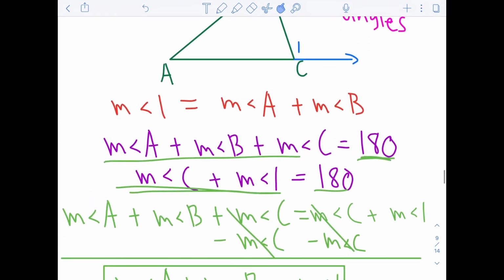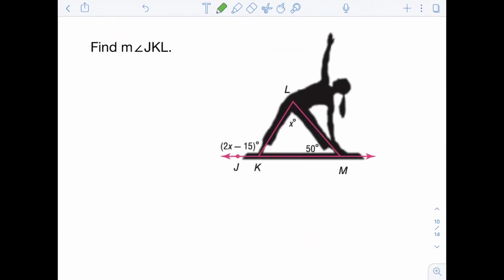So now let's do an example. Find the measure of angle JKL. So as you can see, we have this lady. She's doing a triangle pose. She's doing her yoga. She's working out. And we want to find the measure of angle JKL right here. This angle right here. So to do that, we need to use the exterior angle theorem.